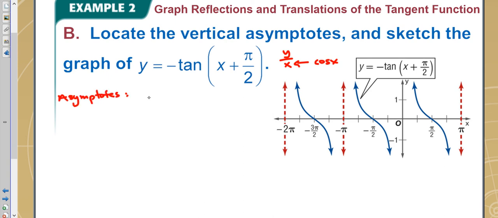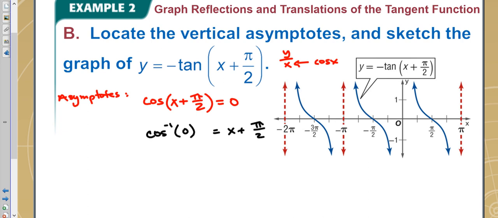I start with saying, when does cosine, and the negative, it does flip it, but it doesn't affect the 0. 0 is still 0. When does cosine of x plus pi over 2 equal 0? When does that occur? Well, the first step is to take the inverse. So cosine inverse of 0 will equal x plus pi over 2. And our last step is that we're going to subtract the pi over 2. Since it's adding, I do the opposite. So I'm going to come over here and subtract pi over 2.